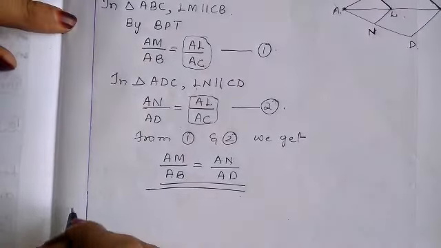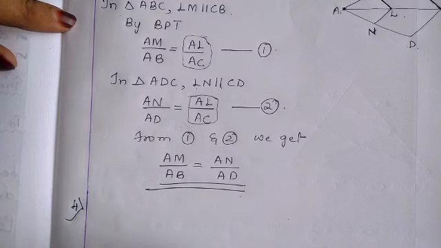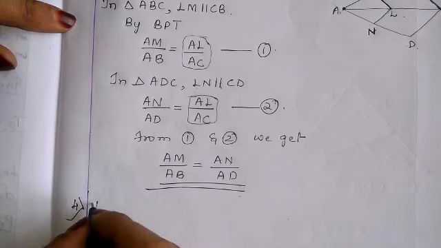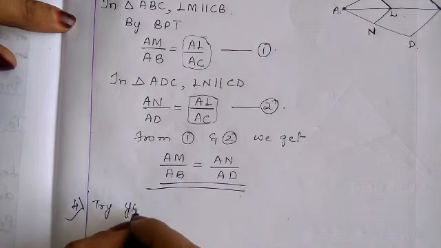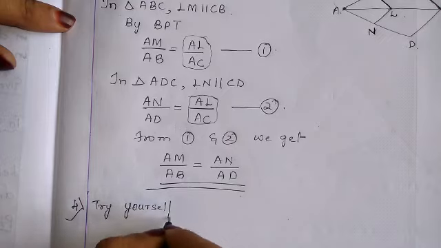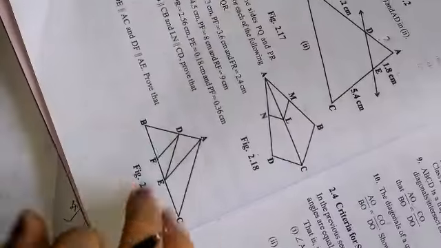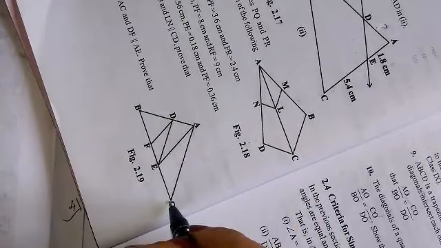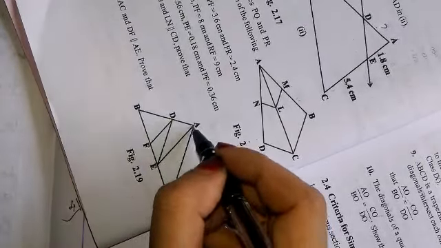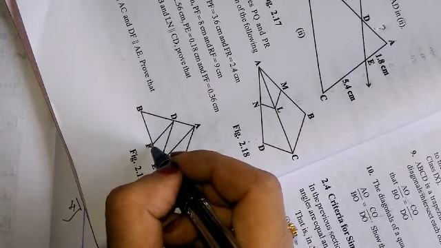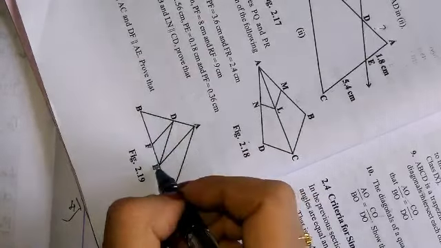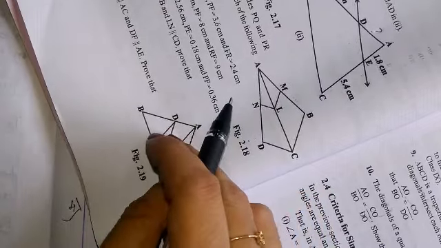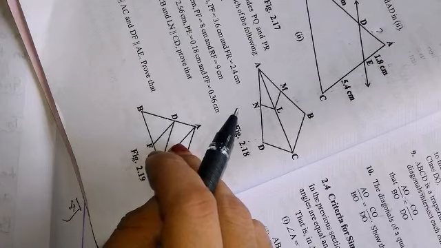The fourth one is exactly similar. Only the position of the figure they have changed. Try yourself, exactly the same. You have to take triangle ABC, and they have taken AE parallel to DF. Then you take triangle ABE, with DF parallel to AE. Use the same method for this fourth problem.